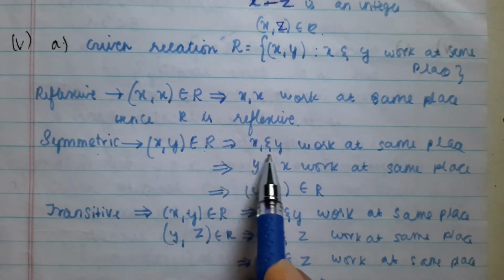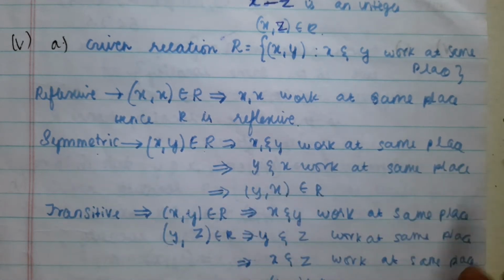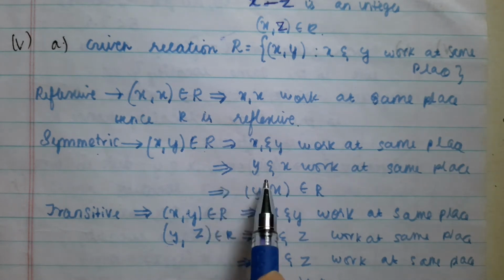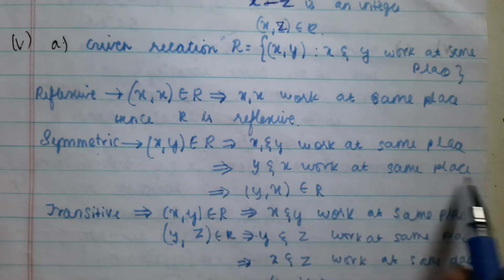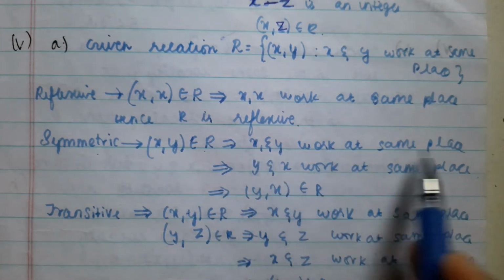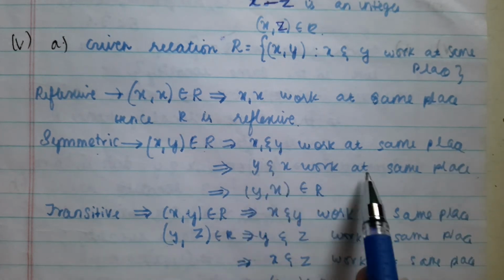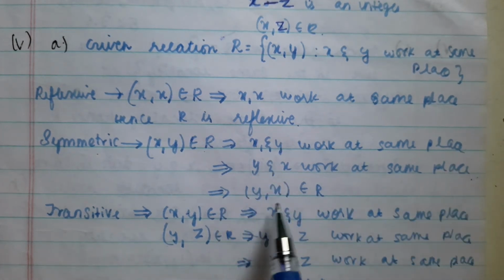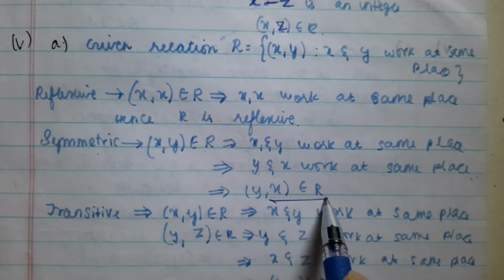Next, symmetric. (x, y) belongs to R. That is, x and y work at the same place. Therefore, y and x work at the same place. X and y work at the same place means y and x also work at the same place. Therefore, (y, x) belongs to R.